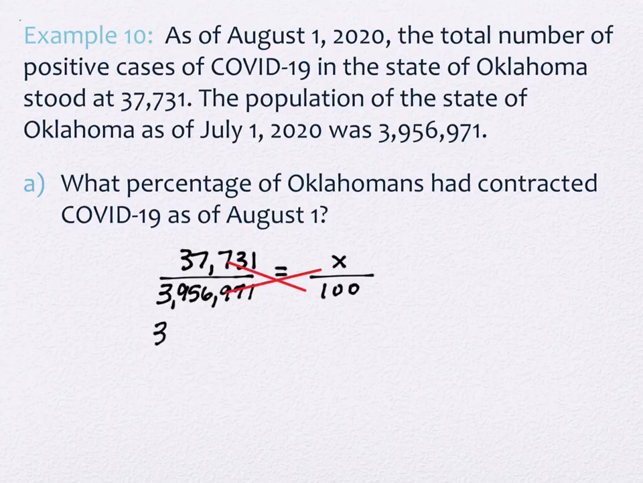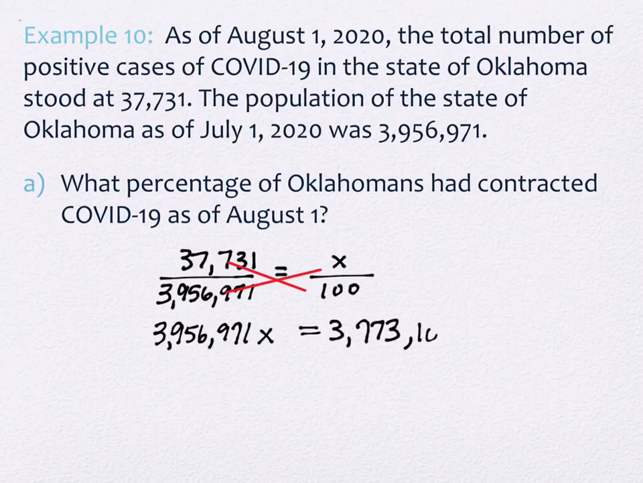So we have our 3,956,971 times x, and it's going to equal 3,773,100. And then we'll divide 3,956,971 on both sides.